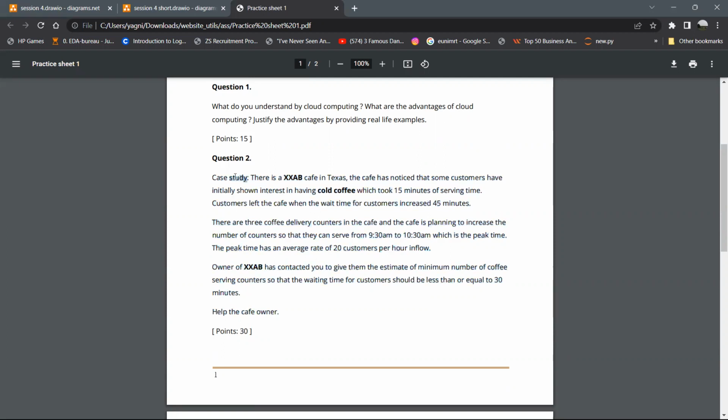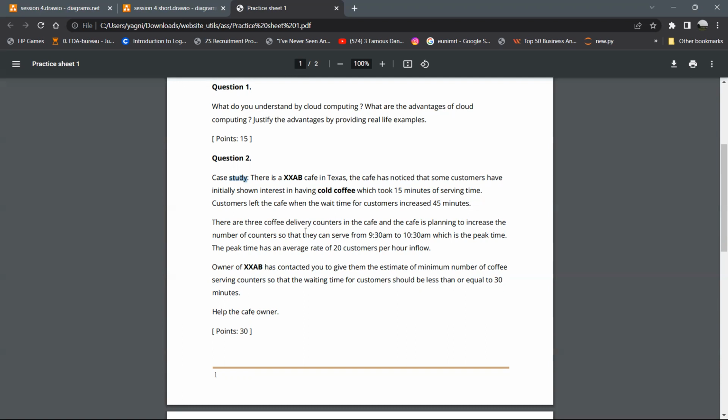The case study is talking about a cafe in Texas, and this cafe has noticed that some customers have initially shown interest in their cold coffee, but preparing and serving this cold coffee takes 15 minutes of serving time. Now there are customers who have very little patience, and these customers leave when the waiting time is 45 minutes.